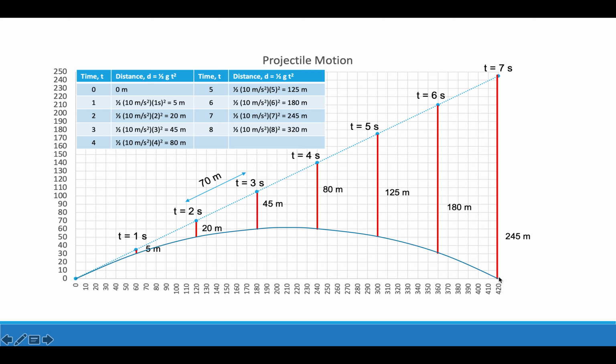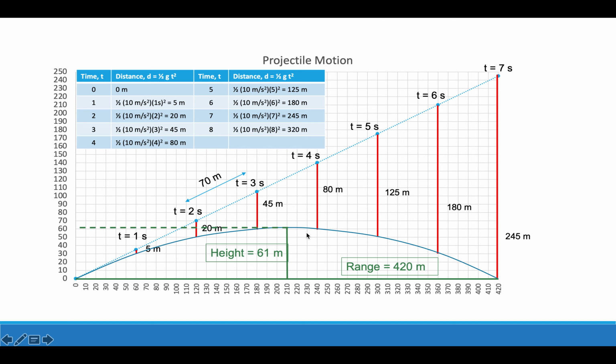the next thing I can do is determine the range of the projectile, which is the distance that it travels from where it starts to where it ended in terms of that horizontal distance. And I notice on my graph here that that distance is 420 meters. I can also measure the maximum height, which occurs basically at the halfway point here, so at the 210. It's exactly halfway. That maximum height occurs right at this position.